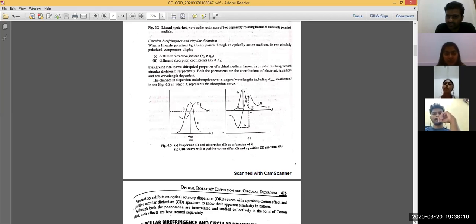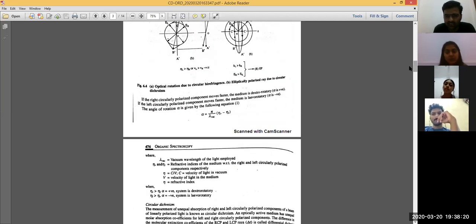This area is called Cotton effect, right? All this area, what you see over here, is called a plain ORD. Why is it called a plain ORD? Because it meets the requirement of this expression, whereby alpha is related inversely to lambda. So long as this relationship is maintained, you are at the plain ORD curve stage.